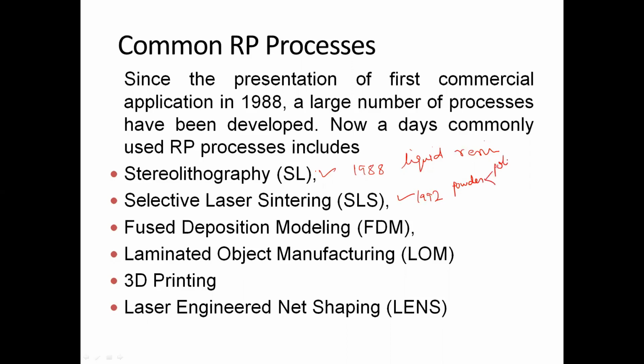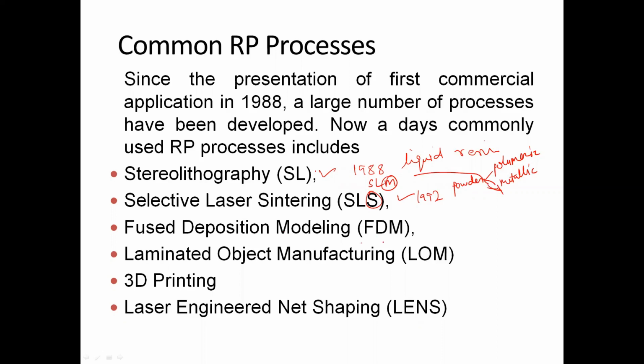Earlier, it was only using polymeric powder. Now, another system which is called SLM: this is sintering, this is melting. Okay? So that is the difference between SLM and SLS. SLM uses metallic powder.